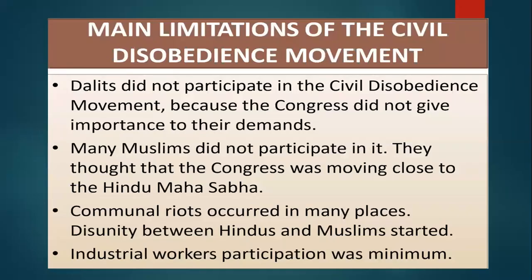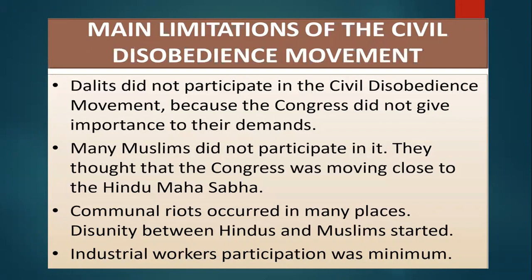The limitations of the civil disobedience movement concerned Dalits, Muslims, and industrial workers. They faced some problems. The Dalit community actually wanted reservation in government jobs and a separate electorate. That was not taken into consideration by the Congress.